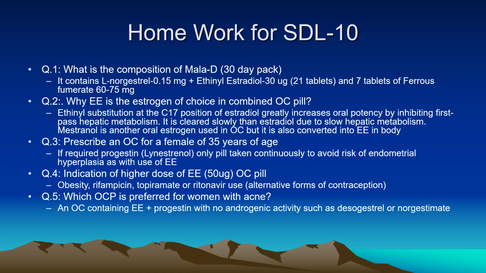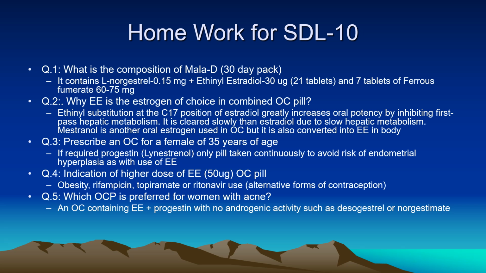Question 3. Prescribe an oral contraceptive for a female of 35 years of age. Here age is important. If required, a progesterone-only pill should be given, for example, linestrenol, continuously to avoid the risk of endometrial hyperplasia, as with the use of ethinyl estrogen.